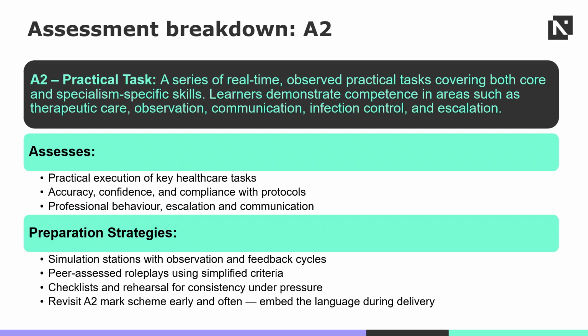Use peer-assessed role plays with simplified versions of the A2 mark scheme, so learners become familiar with what good looks like. Provide checklists and structured rehearsal to build consistency and reduce anxiety under pressure. Most importantly, revisit the A2 criteria regularly. Embed the assessment language into everyday practice so that the learners internalise expectations well before the real thing.